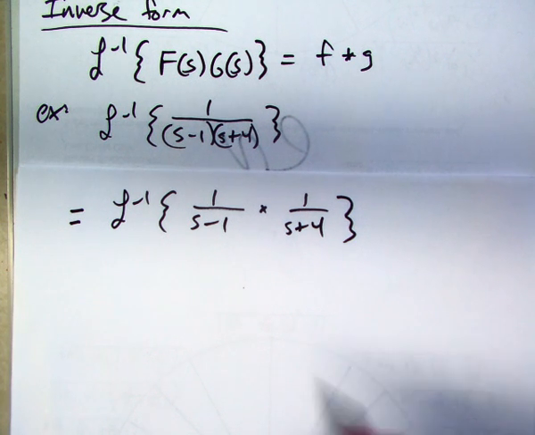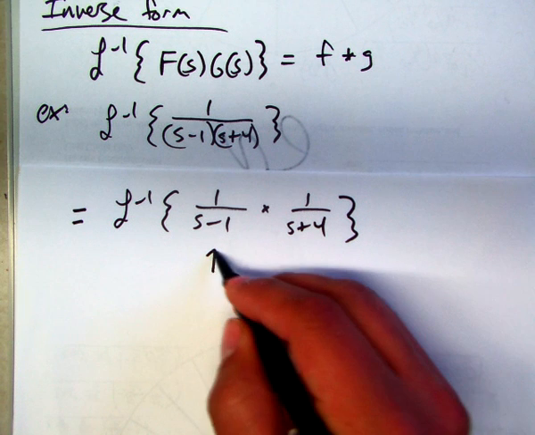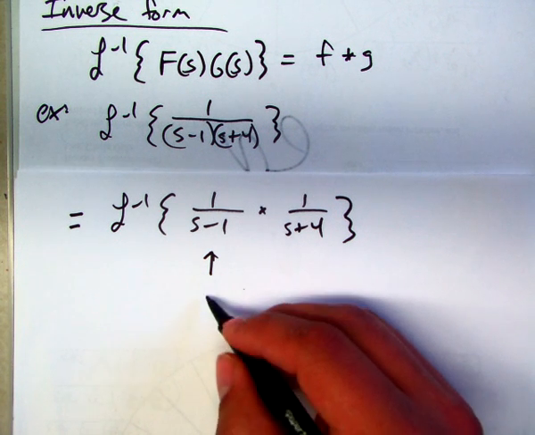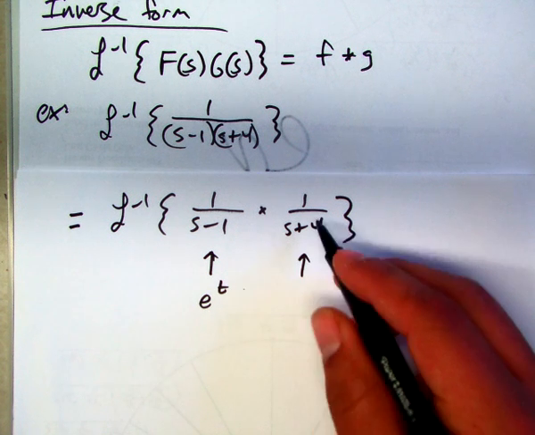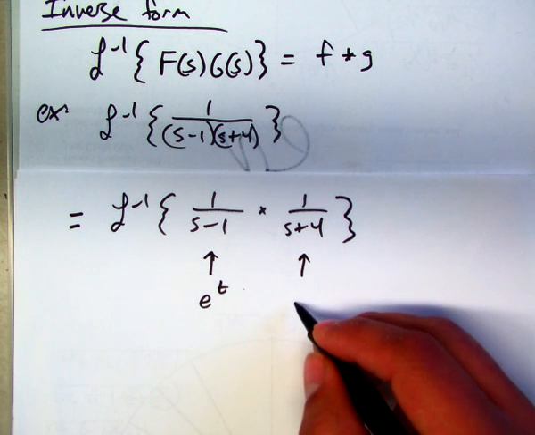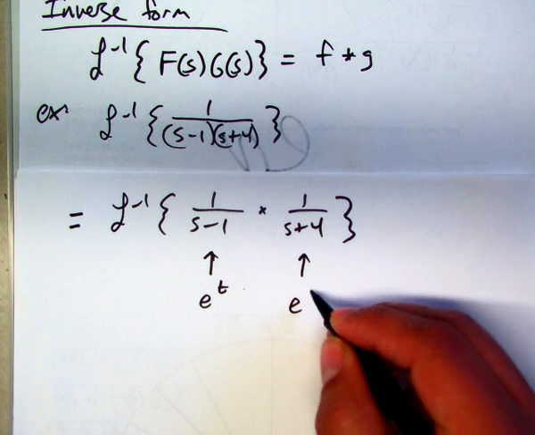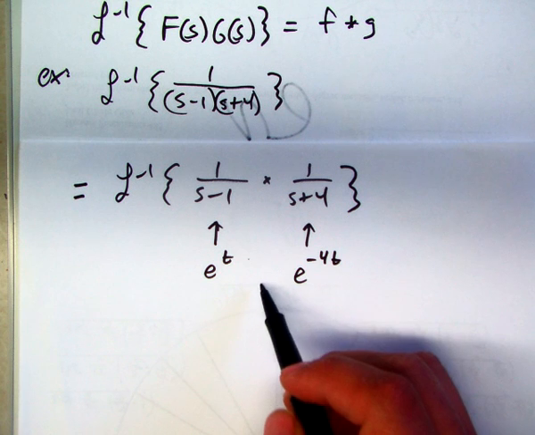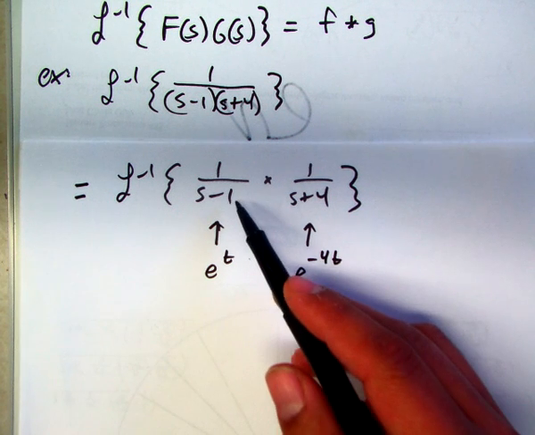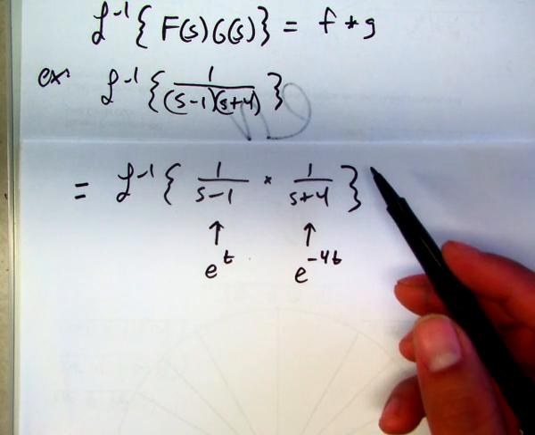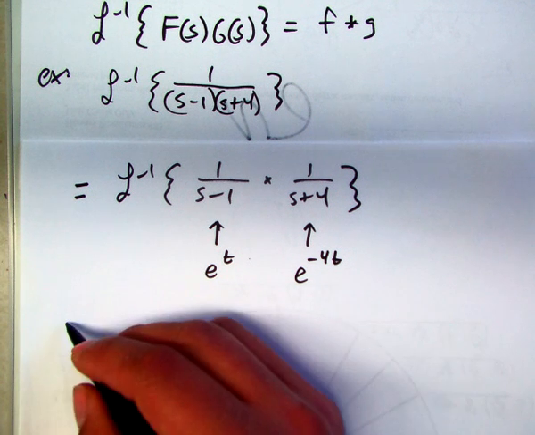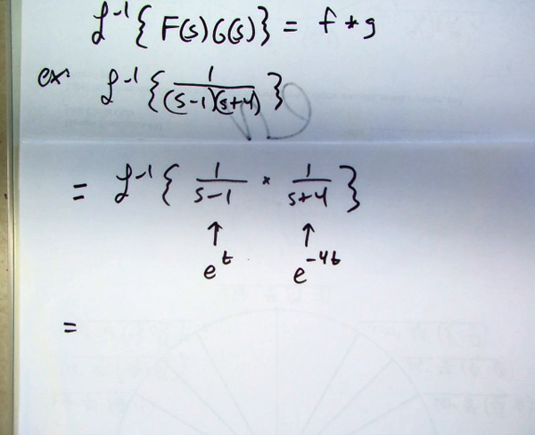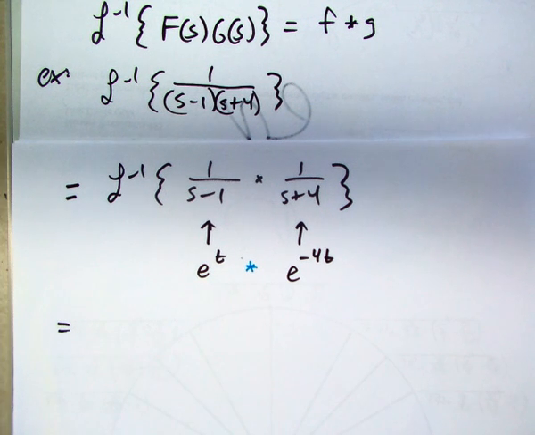Okay? So here's what we have to do. What function gives us 1 over s minus 1? e to the t, right? And what function gives us 1 over s plus 4? e to the negative 4t. So as long as you recognize that these are the parent functions, so to speak, that produce these transforms, then instead of doing partial fraction decomposition, what you could do is convolute e to the t with e to the minus 4t and be done with it.